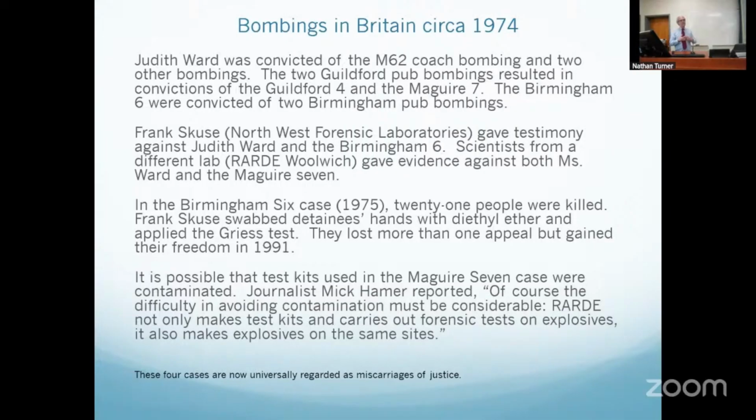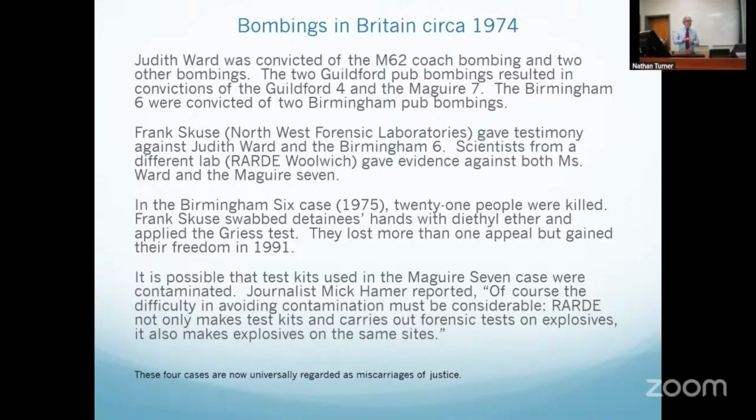So there were a series of crimes in the mid-1970s in Britain. They are believed to be linked to the push for Irish independence. But what they ended up doing was leading to what is now recognized as some of the larger miscarriages of justice in the history of Great Britain. So Judith Ward was convicted of the M62 bus bombing and some others.